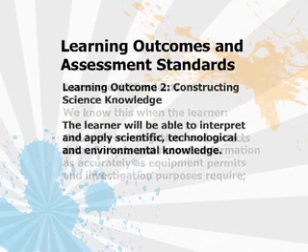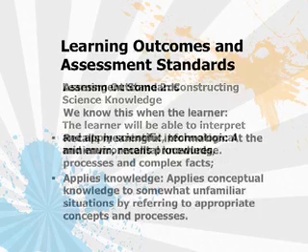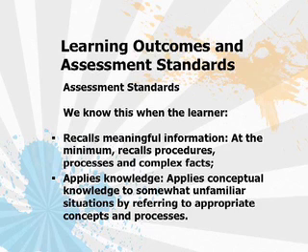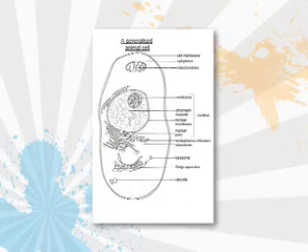In learning outcome number 2, this is when we construct our scientific knowledge. This is when you are able to recall information at a minimum on processes, procedures and complex facts, and also apply conceptual knowledge to somewhat familiar and unfamiliar concepts and processes. I hope you haven't forgotten what we learned in the previous lesson.